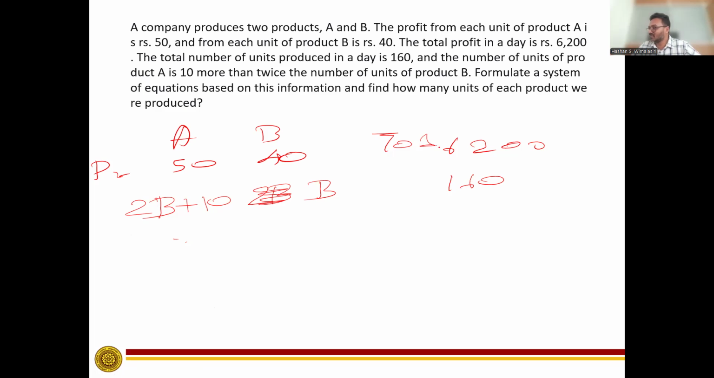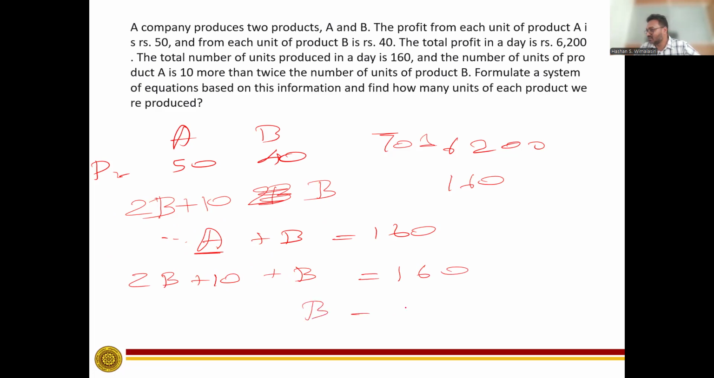Yes, with this one, so again we can write it down. A plus B equals 160, because when you are having this kind of unit, so then the number of produce. And again without A, we can write down 2B plus 10 on behalf of A, and plus B for this one. So likewise, we can find the value of B, right? So the value of B is 50. Finally, solving this, B equals 50.